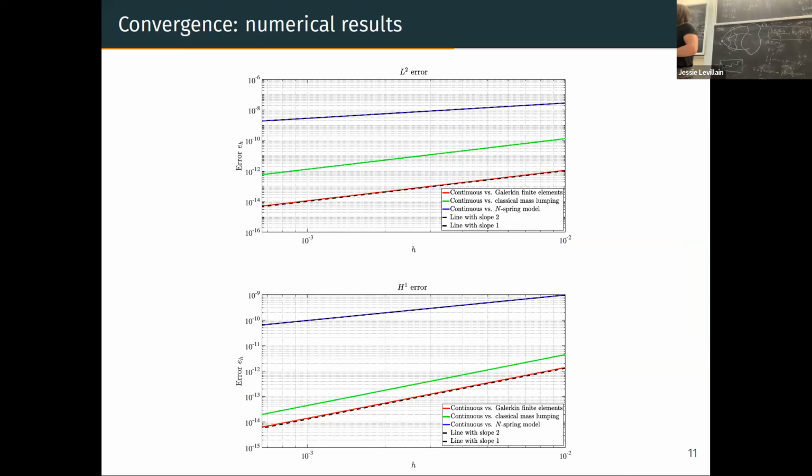So here are the numerical results for the convergence. We can see that if we compare the continuous model to Thomas mass lumping with Dirichlet conditions or classic discretization, we actually have the order 2 convergence in L2 norm, and with ours we have the first order convergence. And actually for the H1 norm, we also have the same thing.